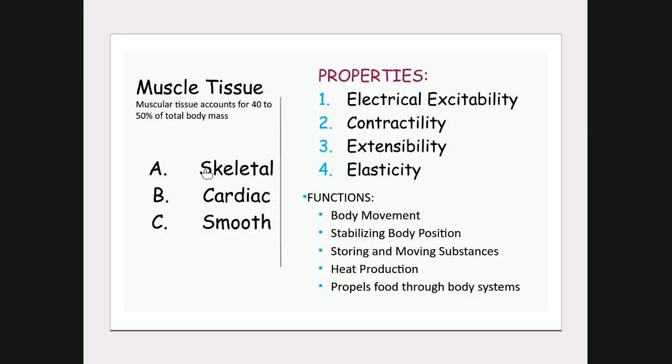Today we're going to talk about muscle tissue. We're going to go over the three different types of muscle tissue, which include skeletal muscle, cardiac, and smooth. We'll discuss the properties of muscle tissue and the functions of muscle tissue.